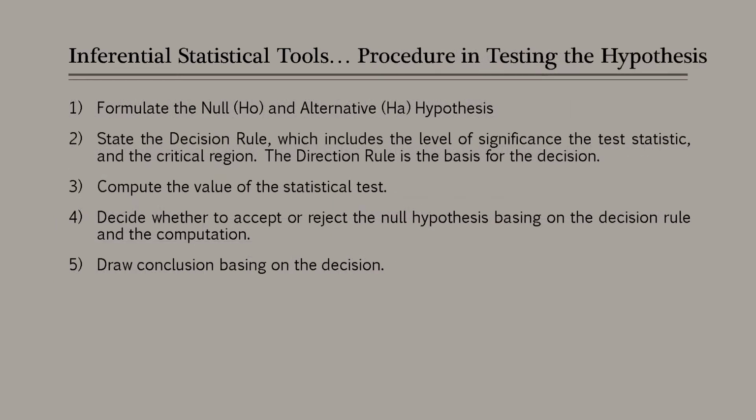In testing the hypothesis, consider the following procedure. Number 1. Formulate the null and alternative hypothesis. 2. State the decision rule, which includes the level of significance, the test statistic, and the critical region. The decision rule is the basis for the decision. Number 3. Compute the value of the statistical test. 4th, decide whether to accept or reject the null hypothesis based on the decision rule and the computation. And lastly, draw the conclusion based on the decision.